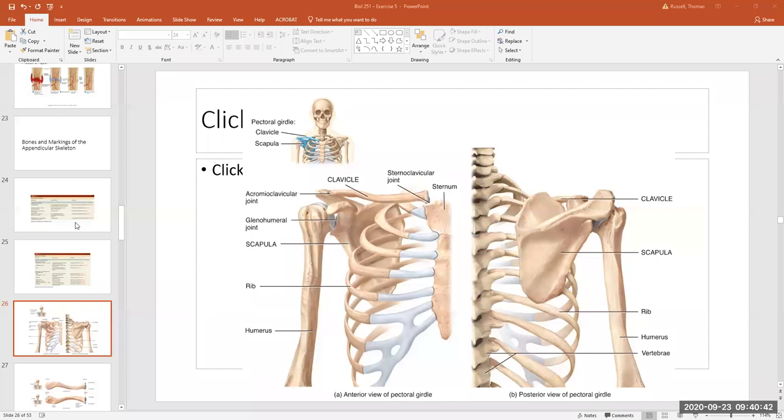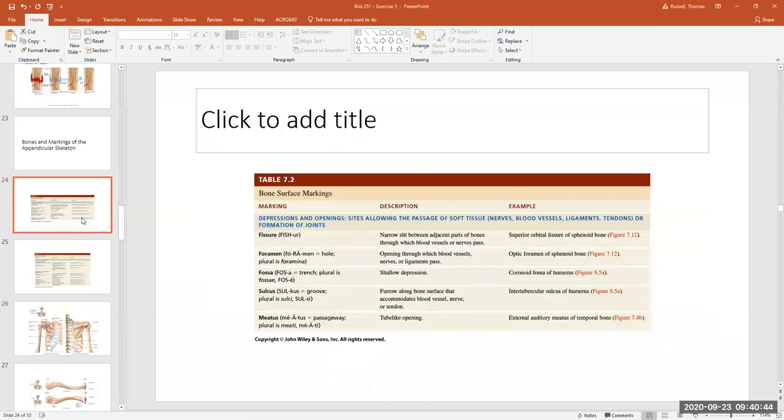All right. So in this PowerPoint, I included some tables. This all came from the book, the lecture book. But basically, the next two slides in this PowerPoint are definitions. What is a fissure? What is a foramen? A foramen is a hole. It's an opening where blood vessels and nerves or whatnot or ligaments pass through a bone.